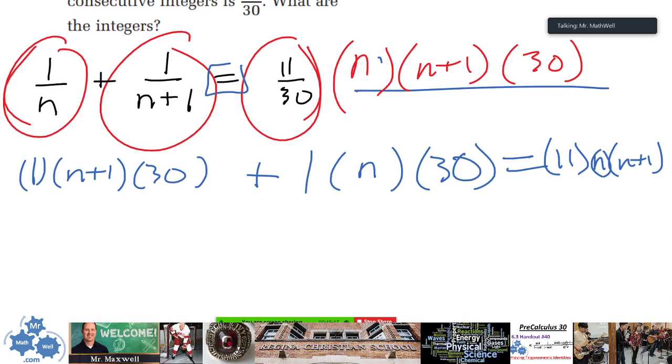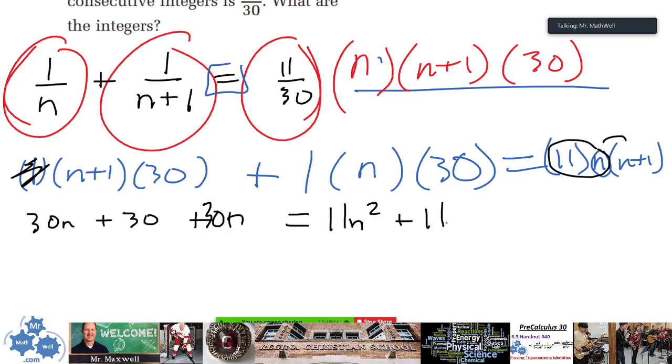All right, going a little quicker now. So this is 30n plus 30 plus n times 30, or 30n, equals 11n times n plus 1. 11n times n plus 1 is going to be 11n squared plus 11n when you multiply those together. You multiply the first two to get 11n, then you multiply that by the third one to get this.